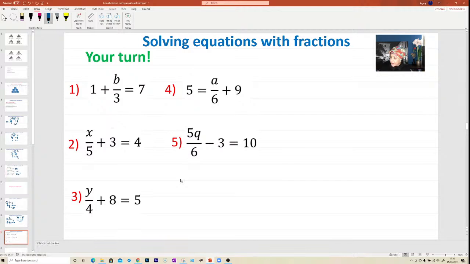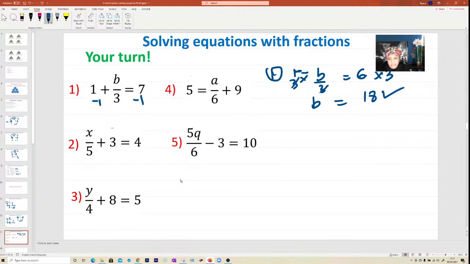So what I'm going to do, I've got other people who are watching, so I'm going to go over these really quickly. So the first question, 1 plus b over 3, we're going to take away 1 on both sides. So what we have, if we take away 1, is b over 3 equals 6, and then we need to multiply by 3 on both sides. So 3 over 3 is 1, and then we have b is equal to 18. So well done, Ali. More questions are coming.